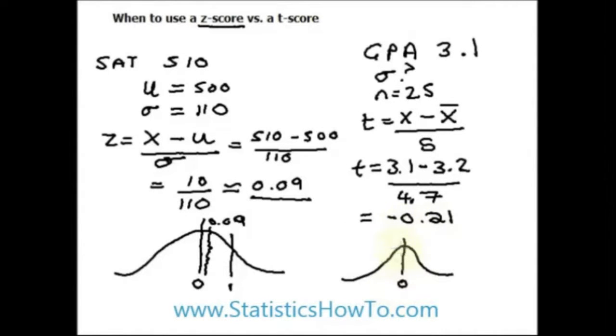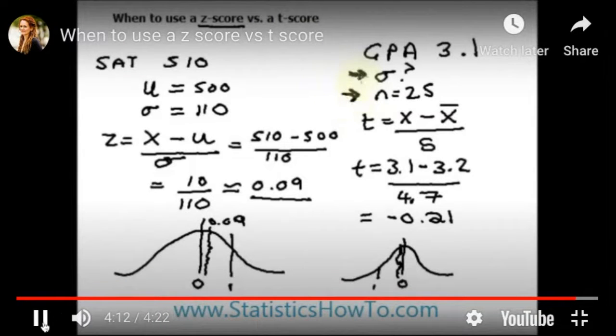And in this case, 0.21 would fall, see there's one there, 0.21 would be roughly here, slightly below 0. So we can use that t-score when we don't know sigma and when our population is small. So the rules of thumb, you can decide to use the z-score.